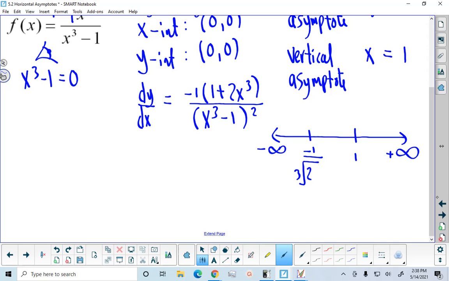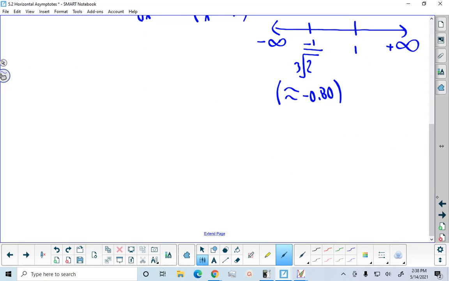Oh, it's -0.793. Can I get a couple other people to confirm it is? Okay, so it's very, very close to -0.8. I mean, it's not equal, but it's close to -0.8, which will be good enough for our graph. Okay. First derivative chart.